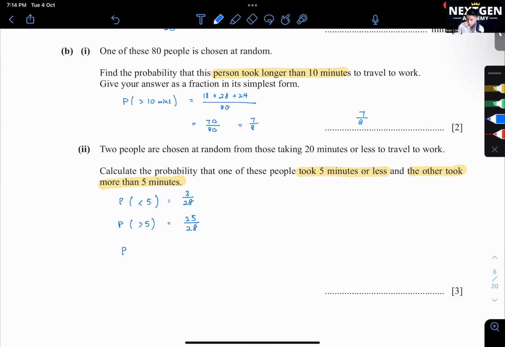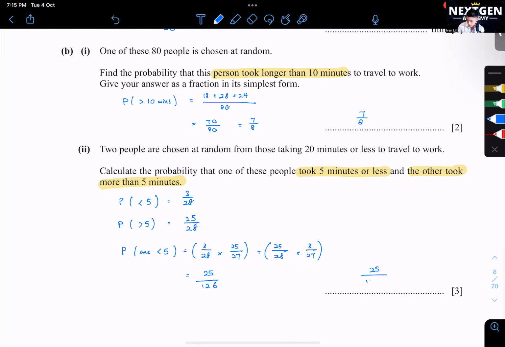The probability that one of these takes less than 5 minutes: it can be 3 over 28 times 25 over 27, or it can be 25 over 28 first. That means I take the more than 5 minutes one first, then multiply by the one that took 5 minutes or less, or you can just take this value and multiply it by 2. You'll get 25 over 126.